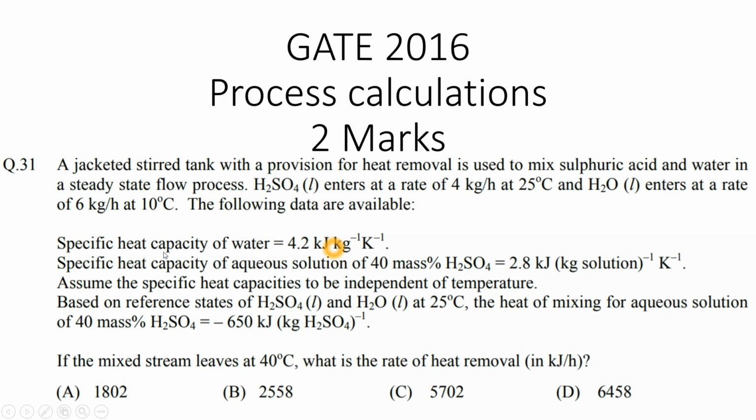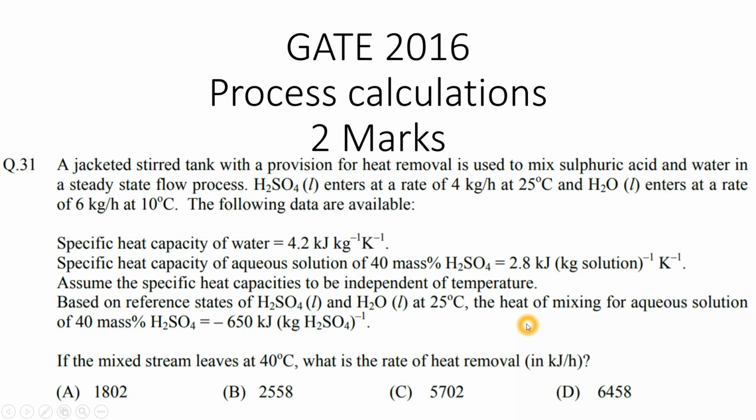Specific heat of water is this. Specific heat capacity of aqueous solution of 40% H2SO4 is given this, right? Assume the specific heat capacity to be independent of temperature. Based on reference state of H2SO4 and H2O at 25 degrees centigrade, heat of mixing for aqueous solution of 40 mass percent H2SO4 is equal to minus 650 kilojoule per kg H2SO4.